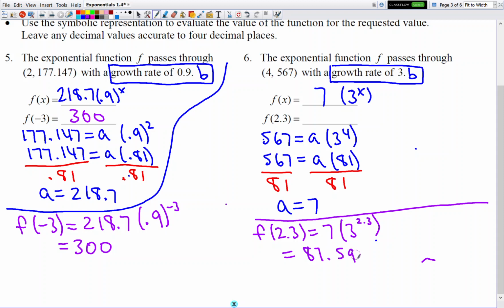87.59451. Okay, so I have 5 decimals. So the 5th decimal, which is a 1, tells me keep this a 5 or make this a 6. What does that 1 tell me to do? And hopefully you all say keep it a 5. And if you did, then good job. So 87.5945. And there you go.